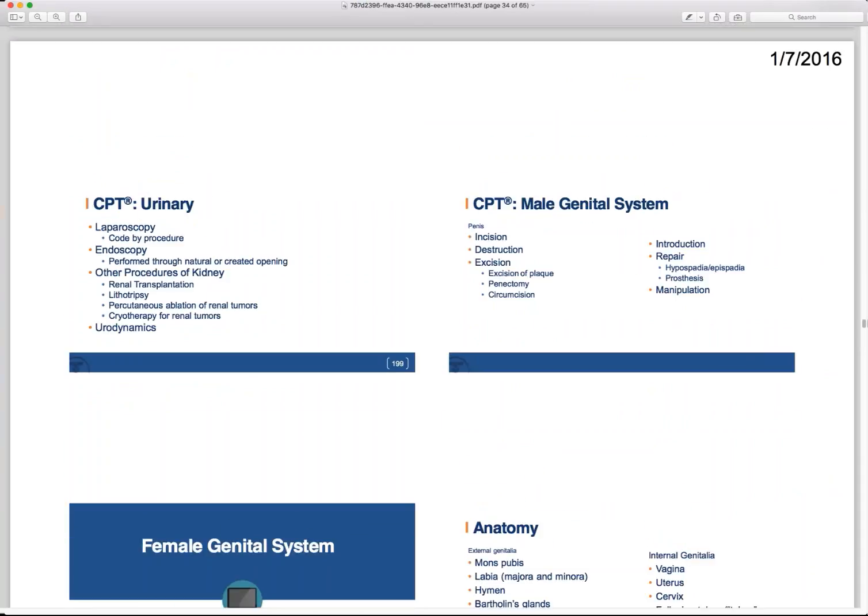So the mail, let's see what they had. The main thing for the mail, as you can see, is they just narrowed down the CPT to one little slide. Incision, yep, you can see the different categories. You just need to know what body part here. It's talking about the penis.